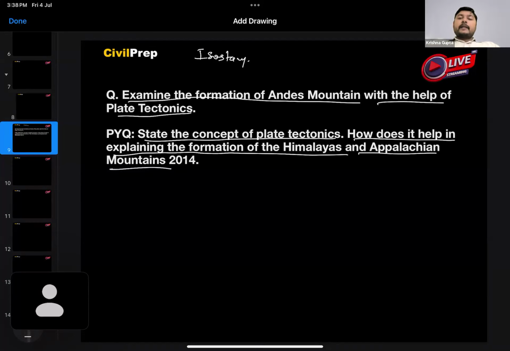Okay, guys, so let's look at the answer, if you have completed your answer. Now, this question is specifically talking about the Andes Mountains. As the formation of the Himalayas and the Appalachian Mountains have been asked previously, there are very high chances that a question can be asked on Andes Mountains, Ural Mountains, Alps, Atlas, or any other mountains of the world, which can be young fold mountains or old fold mountains. Okay.